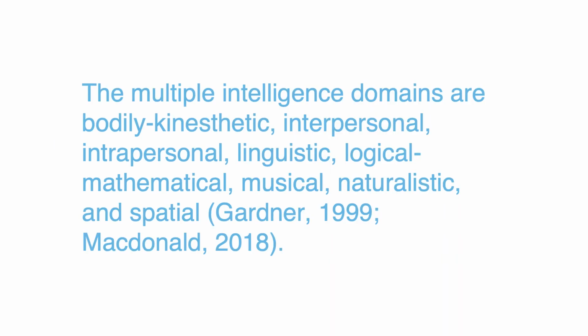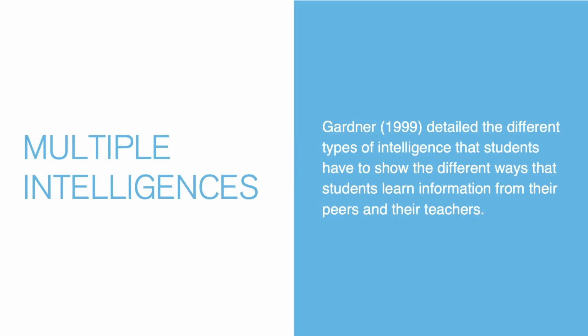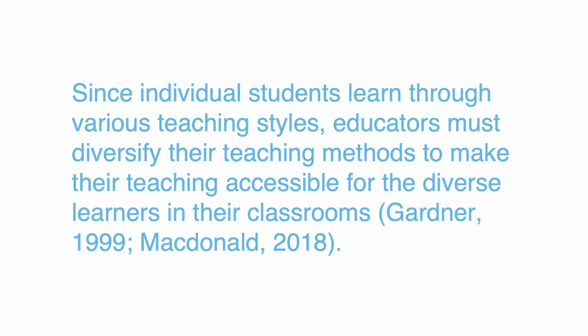The multiple intelligence domains are bodily kinesthetic, interpersonal, intrapersonal, linguistic, logical-mathematical, musical, naturalistic, and spatial. Gardner detailed the different types of intelligence that students have to show the different ways that students learn information from their peers and their teachers. Since individual students learn through various teaching styles, educators must diversify their teaching methods to make their teaching accessible for the diverse learners in their classrooms.